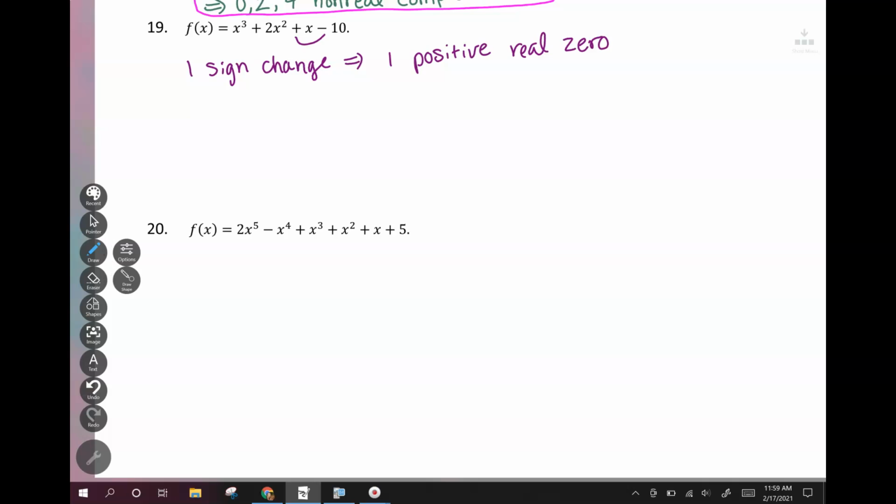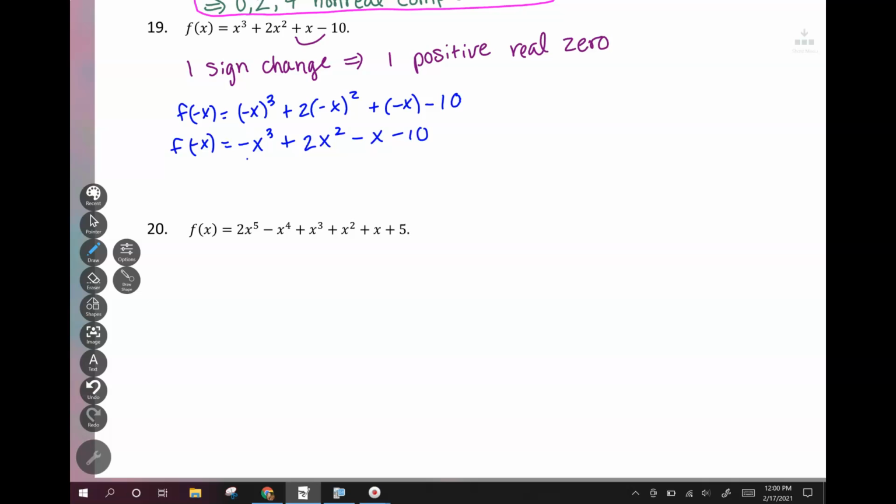So now let's do f of negative x. So plugging in negative x for all of our x's and simplifying that. Remember, anytime there's an odd exponent, that negative is going to stay, so negative x cubed. Even exponents cancel out negatives. Negative 1 squared is just 1, so that goes away. That becomes just 2x squared.